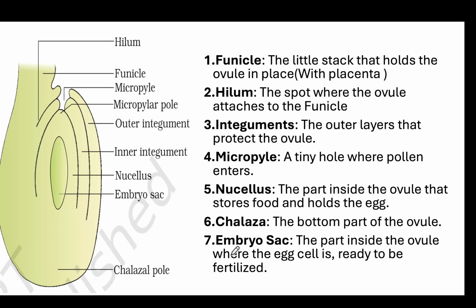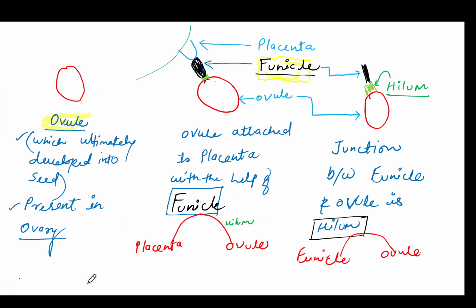Now think about it. What is it? Let's say this structure is present inside the ovary. The complete structure is present inside the ovary. Now imagine, if the ovule is present inside the ovary, there must be something through which the ovule is attached to the ovary, right? So what is this particular thing? Placenta, obviously. So with the help of placenta, the ovule is connected to the ovary.